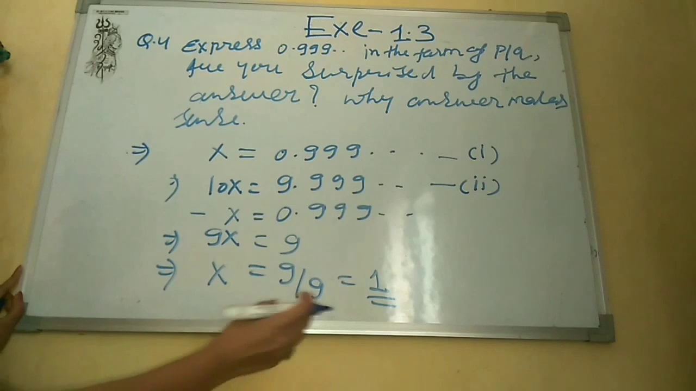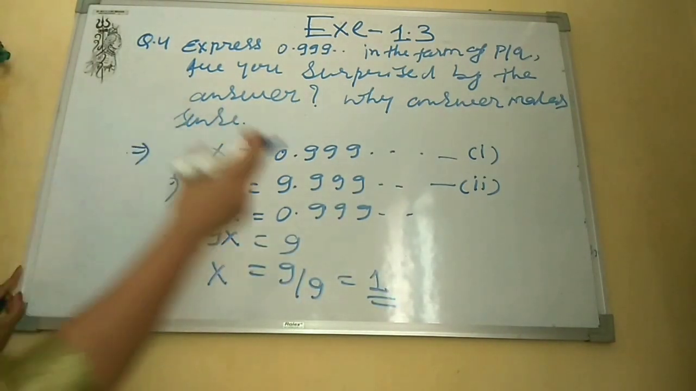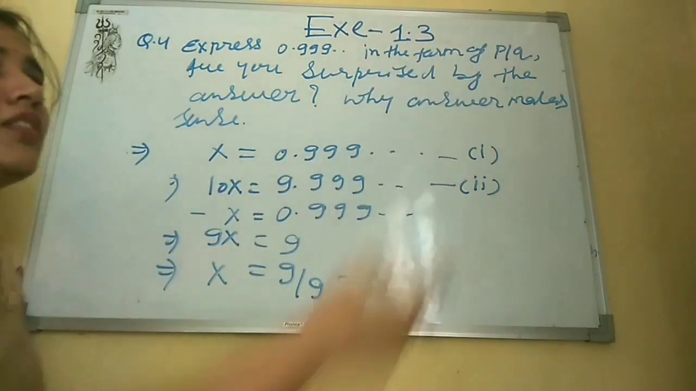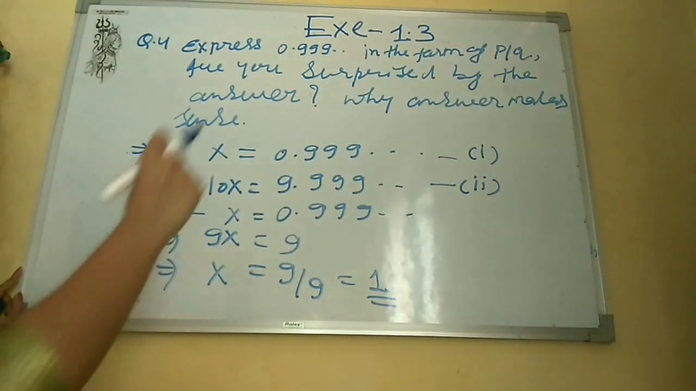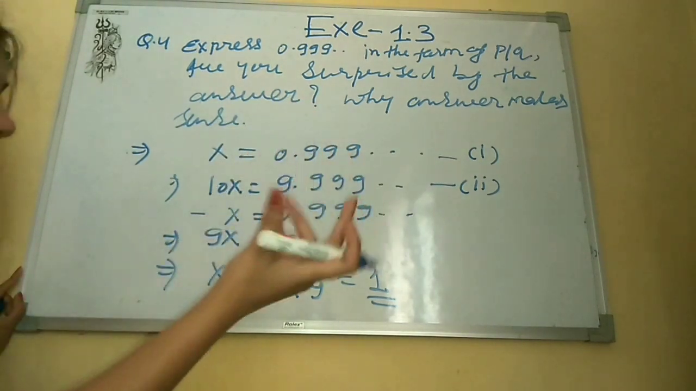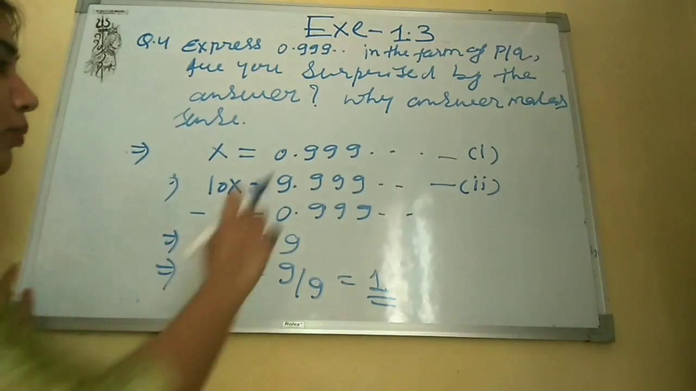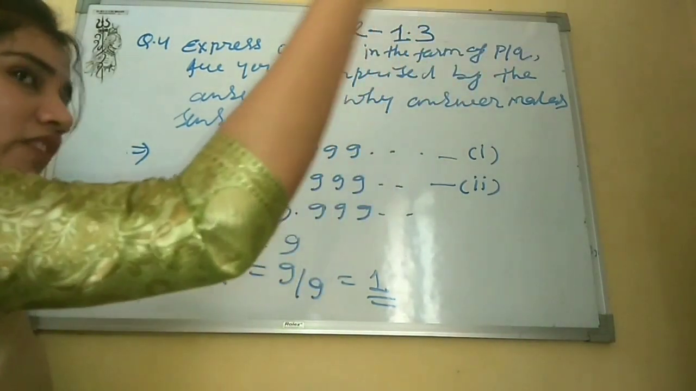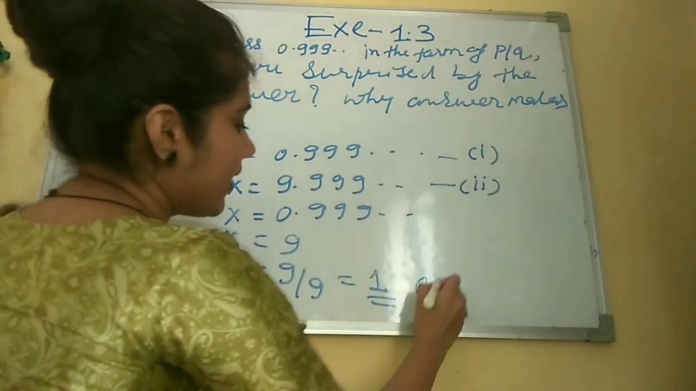So this is a somewhat surprising answer. But if you see the pattern, this 9 is in a repeating form and infinite times. So after this we suddenly get 1. So we consider that there is no gap between 0.99999 infinite times and 1. Okay. So this will be the answer.